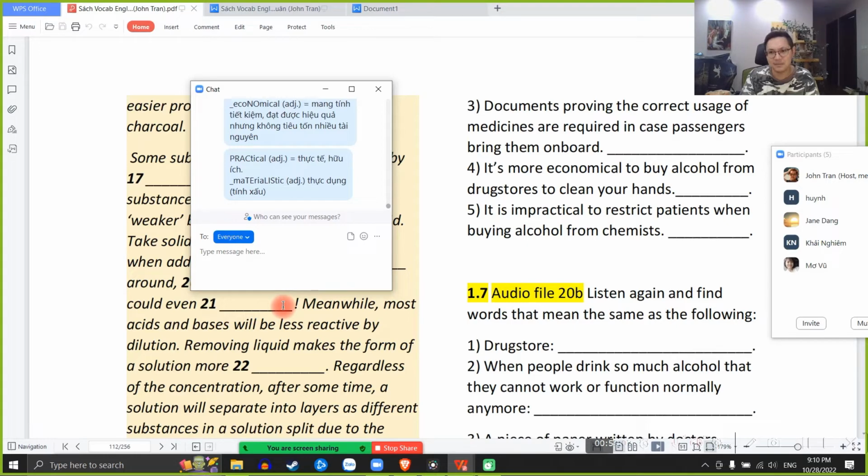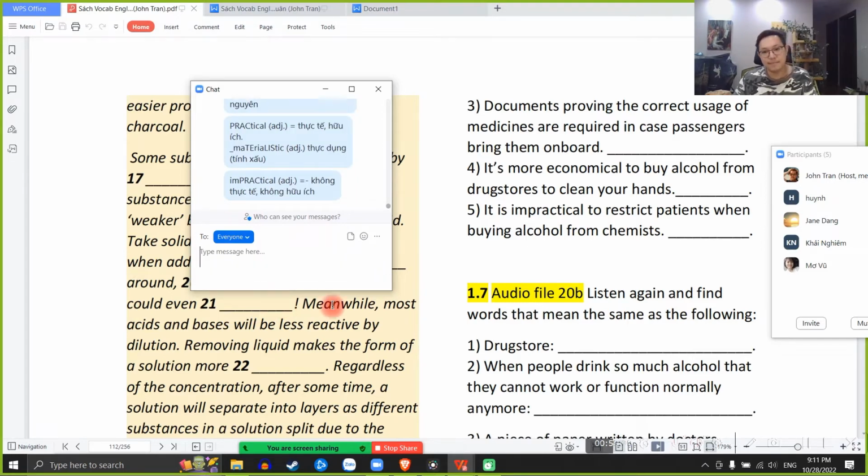Chơi đứa bạn thực dụng quá mệt mỏi lắm. If you hang out with someone who is materialistic, it's really bad. You don't want to hang out with those people. Now, impractical, không thực tế, không hữu ích. It's impractical to restrict patients when buying alcohols from chemists. Ngăn ngừa hạn chế những bệnh nhân mua cái cồn từ những cái nhà thuốc là một điều không thực tế hoặc không hữu ích.